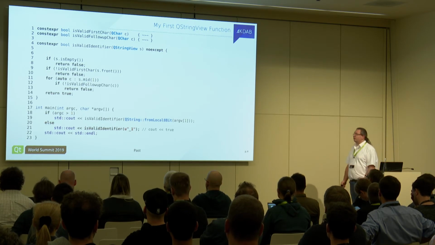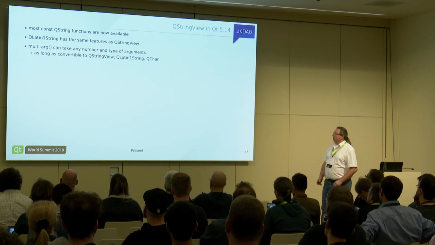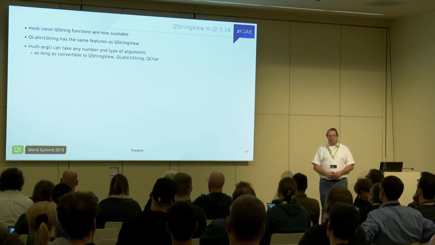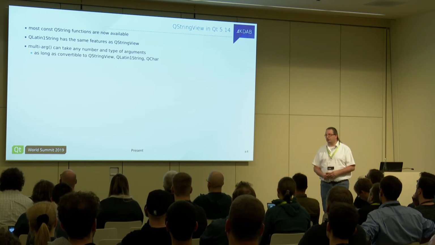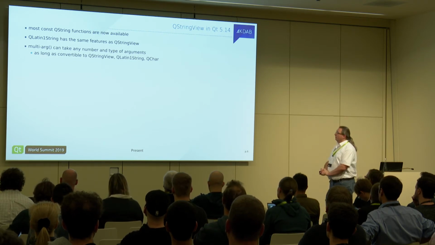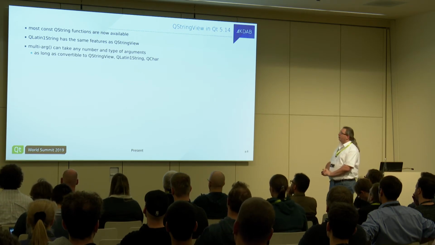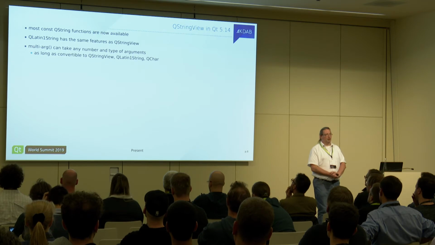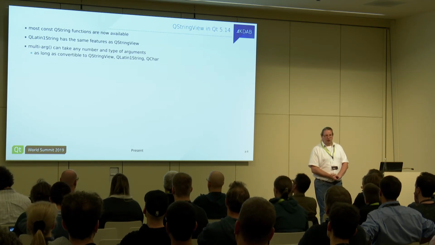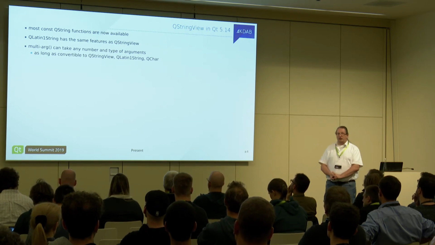So now, present. What has changed? Most of the const QString functions that we want on QStringView are now available. The biggest omissions were indexOf and lastIndexOf and stuff like that. QLatin1String, as promised, has the same features as QStringView. So whatever you can do with the string view, you can do with the QLatin1String. I heard Lars saying that QLatin1String is no longer needed.